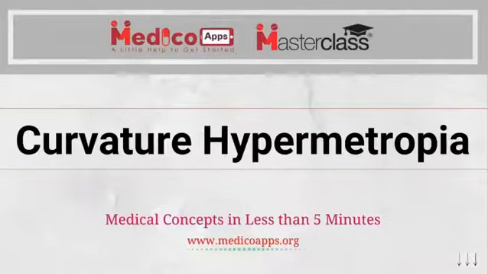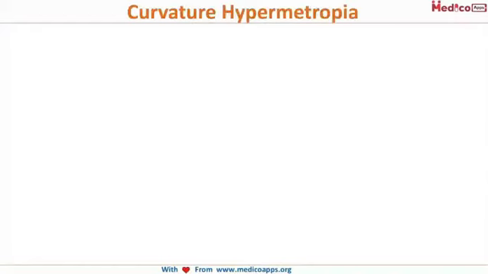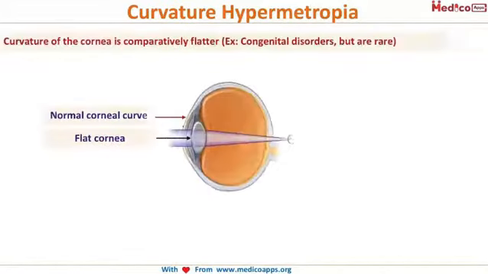Now let's look at curvature hypermetropia. Just as we saw in curvature myopia, the cornea was steeper, that is more bent. So you can understand what can happen in hypermetropia. The cornea is flatter, right? Such conditions can be seen in congenital disorders. However, they are very rare.